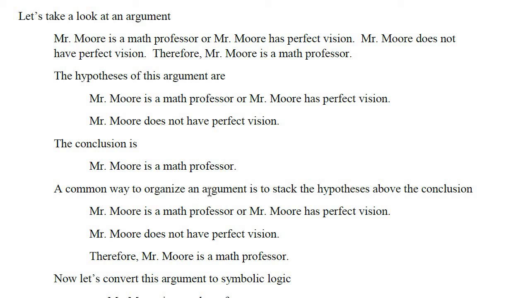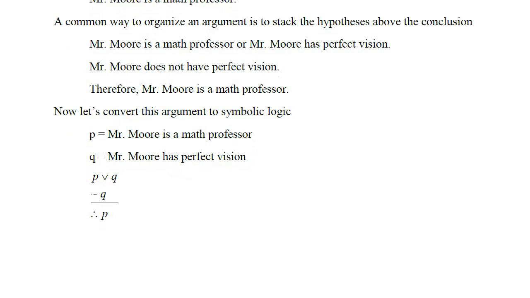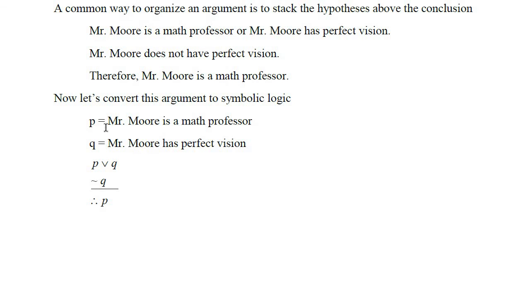A common way to organize an argument is to stack the hypotheses above the conclusion. So, Mr. Moore is a math professor, or Mr. Moore has perfect vision. Mr. Moore does not have perfect vision, therefore Mr. Moore is a math professor. Now let's convert this argument to symbolic logic. Statement P is Mr. Moore is a math professor. Statement Q is Mr. Moore has perfect vision. So what we have is P or Q, not Q, therefore P, and that three little dot there indicates our conclusion, or the word therefore.